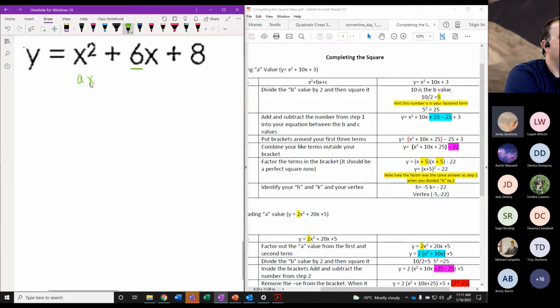Remember, it's AX squared plus BX plus C. So we take this number, 6, and divide it by 2, which equals 3. And then we square that number, which equals 9. So add and subtract the number from step 1 into your equation here. So we go x squared plus 6x plus 9 minus 9 plus 8. So we put it in the middle there between these guys.